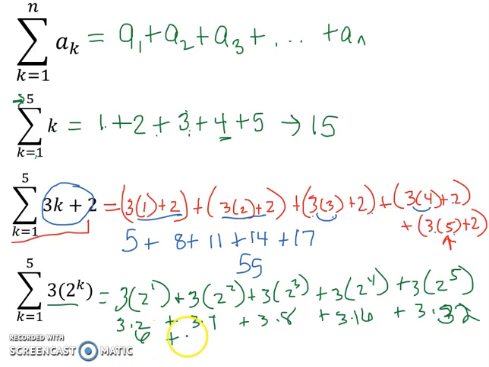So it's 6 plus 12 plus 24 plus 48 plus 96. And then we can just add these terms together. And you should have 186. So I hope this helps you with the basics of a series and working with the summation notation.